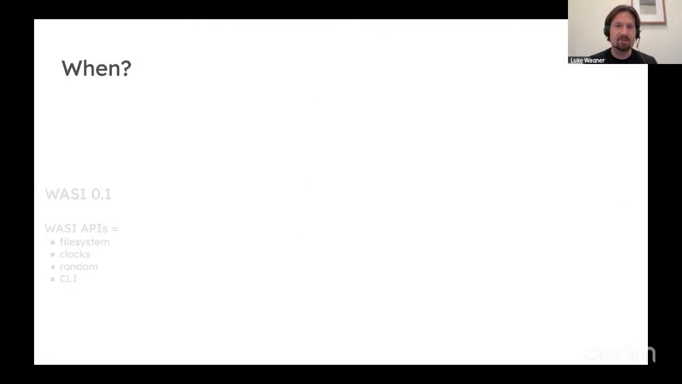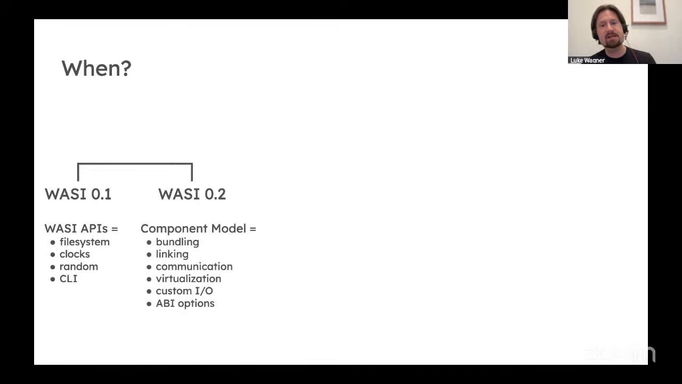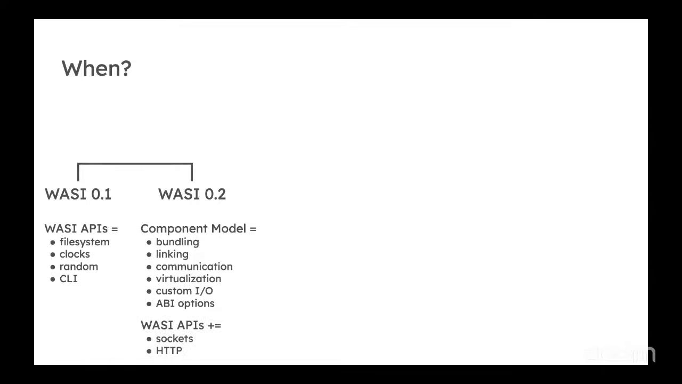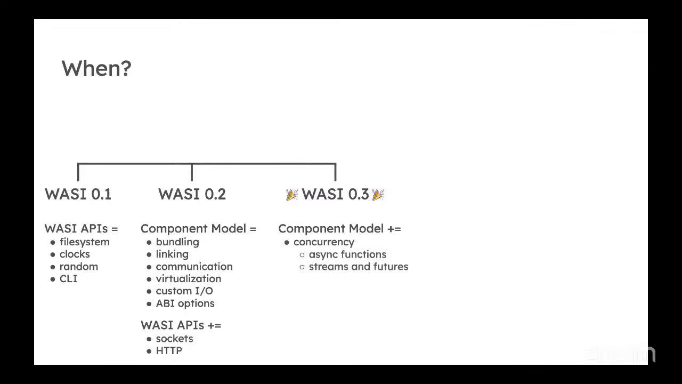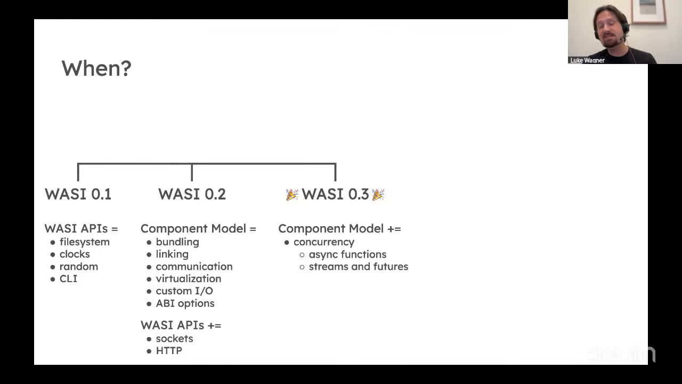As background, WASI Preview 1 started with an initial set of POSIX APIs, and then Preview 2 split out the component model layer to answer a bunch of the questions I just listed, and also added sockets and HTTP to the WASI layer. And any day now, we'll be releasing Preview 3, which extends the component model to answer a bunch of concurrency questions and add async functions, streams, and futures to it. And there's been a metric ton of work from like 20 people across 8 organizations and the community on Preview 3. So a big congratulations and thank you to all involved.